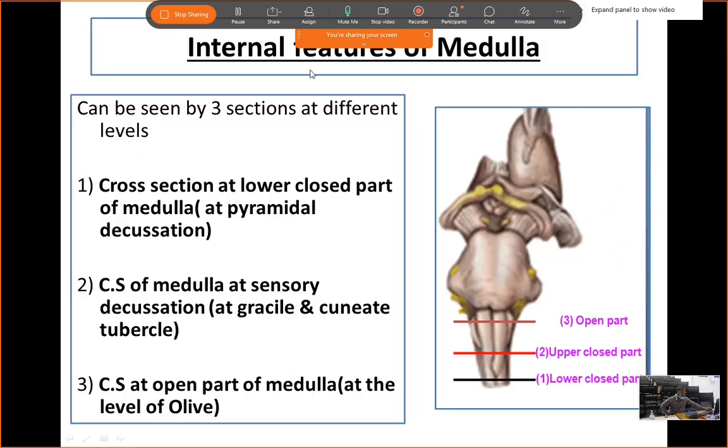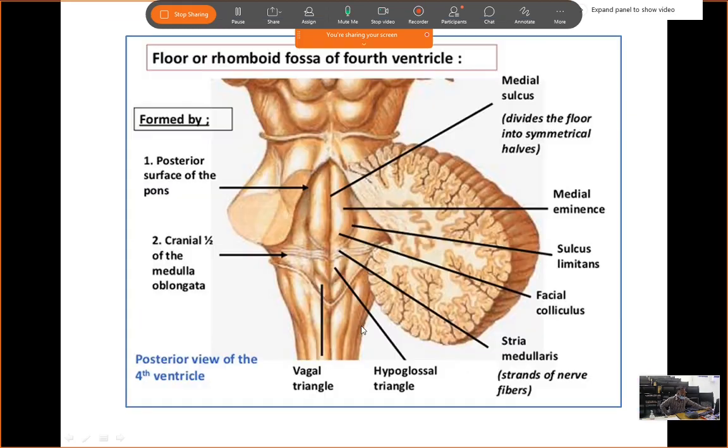Then come to the internal fissures of the medulla. So is this clear now? Medial sulcus, median eminence, sulcus limitans, then at the lower part, the hypoglossal triangle and vagal triangle. So this much is the ear.